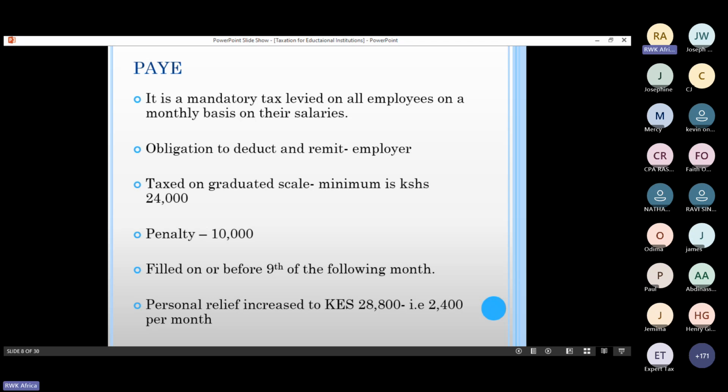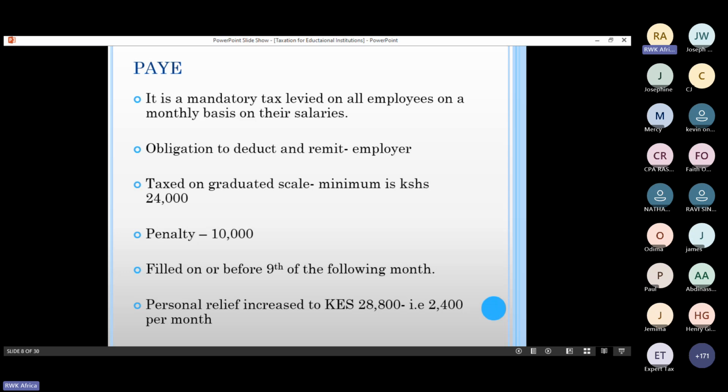Then we have a penalty, which is 10,000 for late filing and also for late payment. If you file on time but you fail to pay on time, there will be a penalty and interest on that amount. Pay as you earn should be done by 9th of the following month. So now we are in the month of August. The pay as you earn for August should be filed by 9th of September. So between 1st and 9th, you should have filed the returns for pay as you earn.